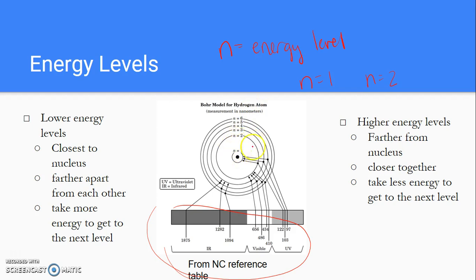So since the lower levels are further apart, it takes more energy to get from one level to the next. Again, think back to the ladder. It takes a lot more energy to climb steps that are very far apart than close together. Higher energy levels, they're far away from the nucleus. They're closer together, and therefore it takes less energy to get from one level to the next.